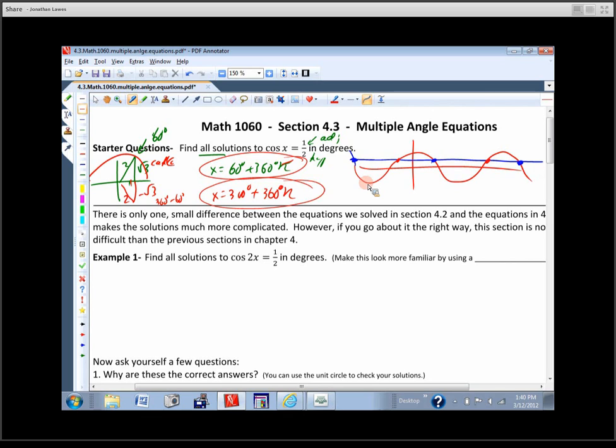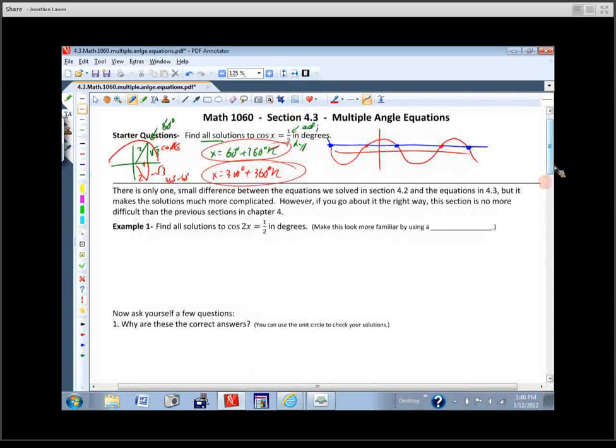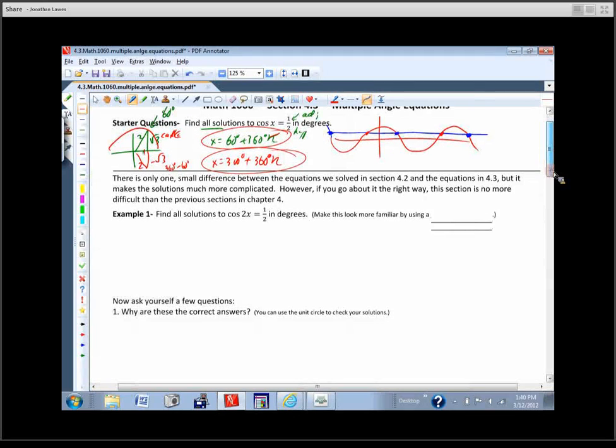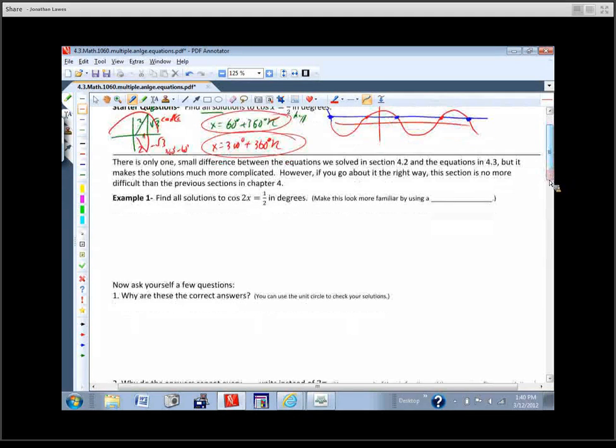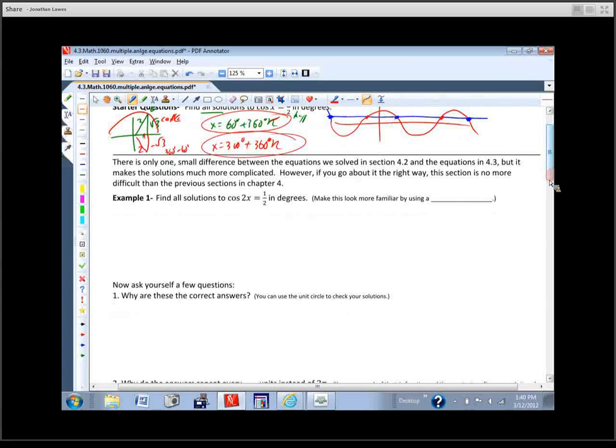Any questions there? Okay. If you know how to do that, there's not much difference between doing those and doing the problems for 4.3. There is one small difference. It makes it a little bit more complicated, but we're going to go about it in a systematic way. This technique is one that's used over and over again in math. You first probably saw this technique used in Algebra 2. I'm sure you saw it in 1050. You'll see it again if you take 1210 and 1220.